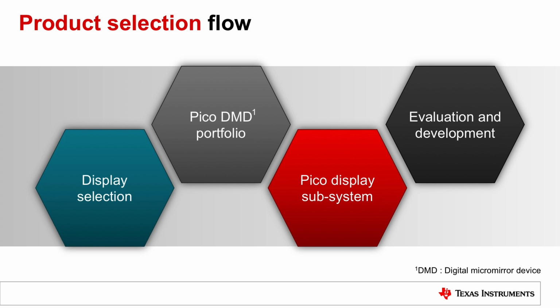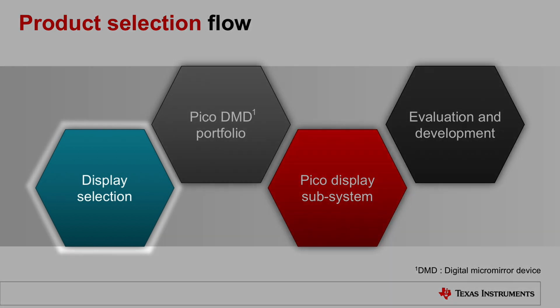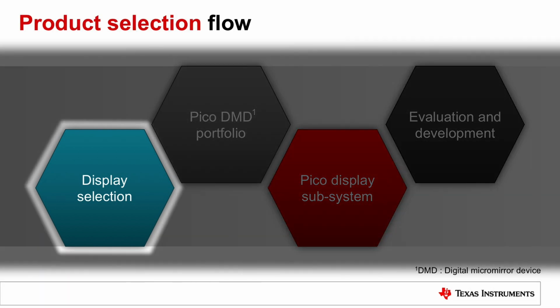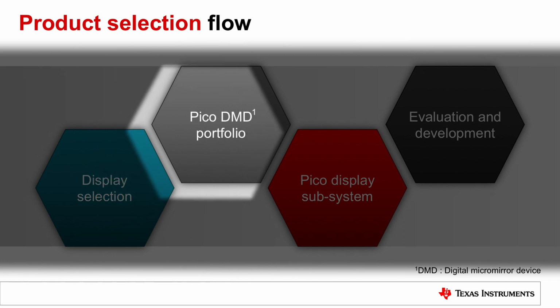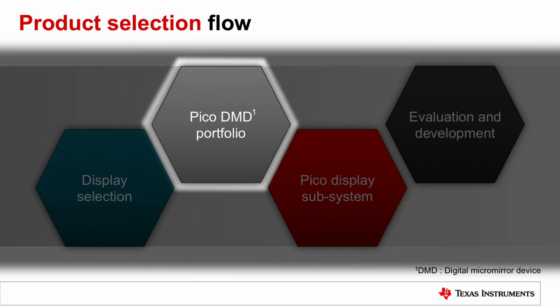In this training, we will cover 4 topics. The first one is display selection. This section outlines the variables that need to be considered to select a chipset. The second one is the Pico digital micromirror device portfolio. In this section, we will cover all the display devices covered by the DLP Pico portfolio.